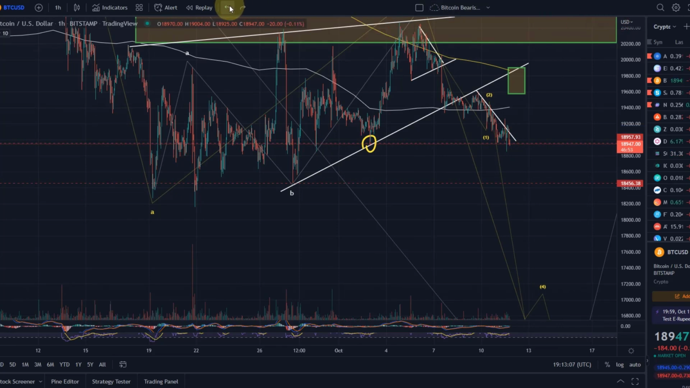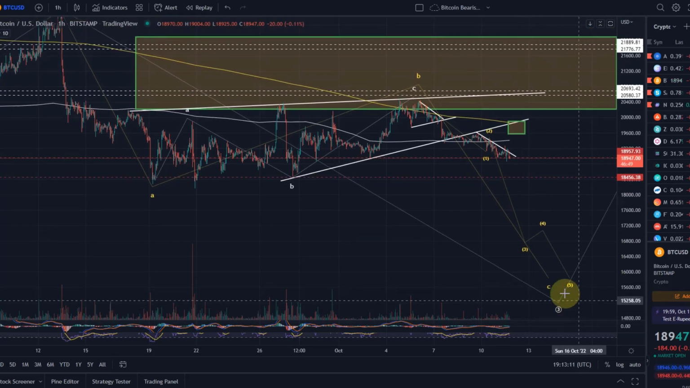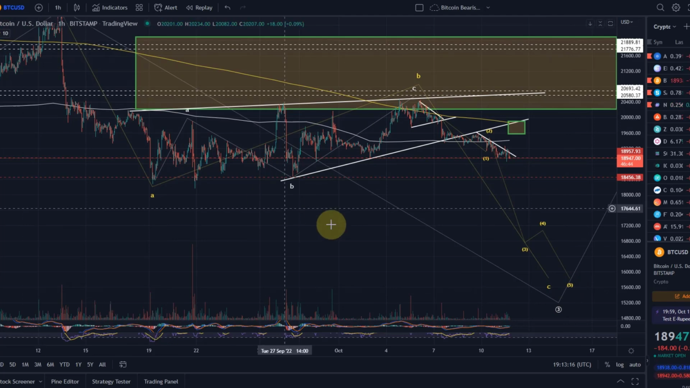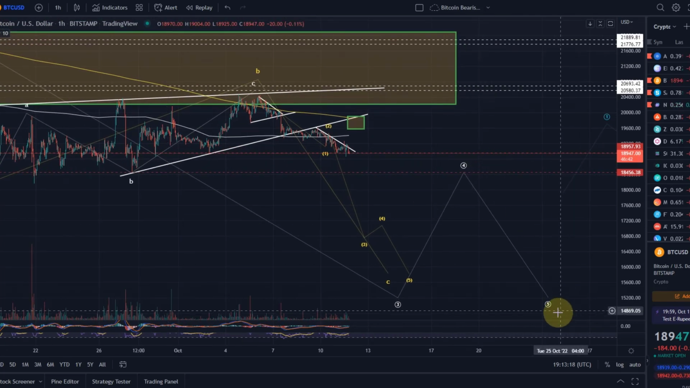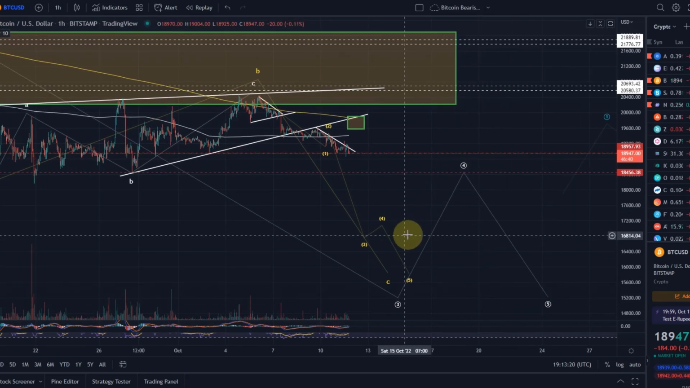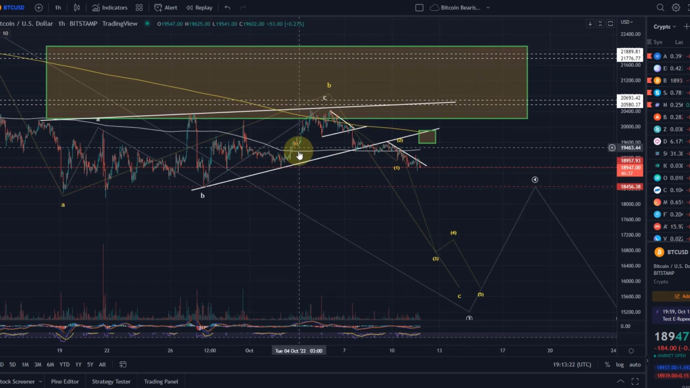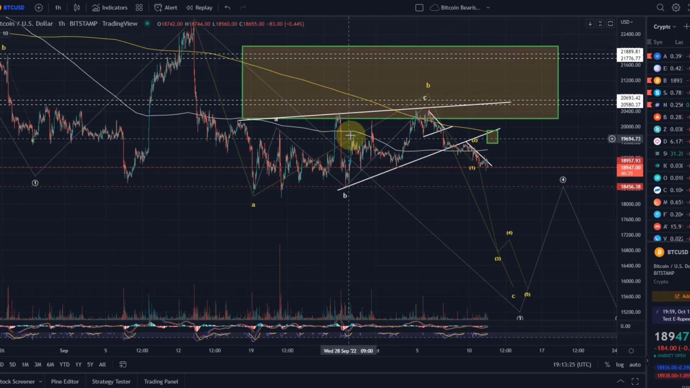So then we are probably already in wave 3 to the downside here. And eventually that can take us to around 15 to 16K. And then there will be a bit of a wave 4 to the upside and a wave 5 down that can take us even a bit lower, maybe to 14K. The problem is, as I explained, we need to have a bit of an open mind with Bitcoin at the moment.